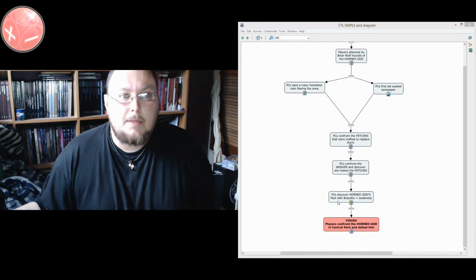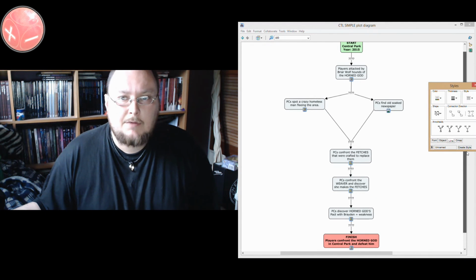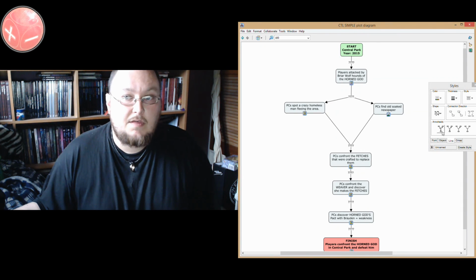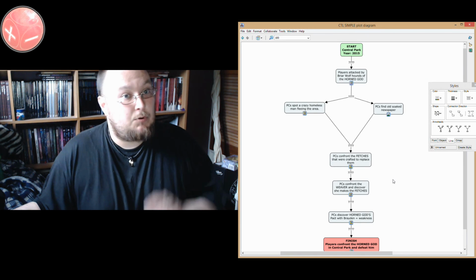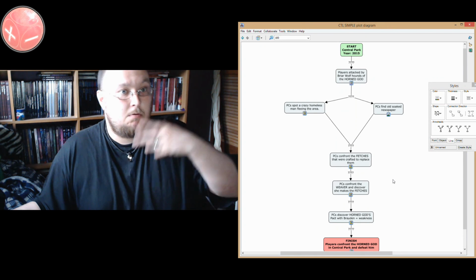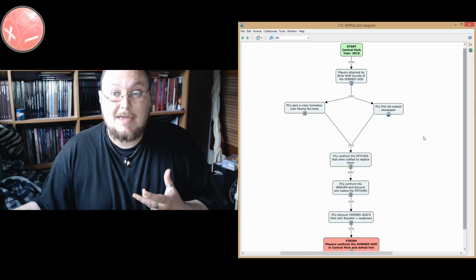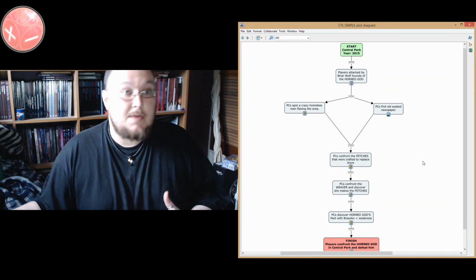So I've got my plot diagram laid out in a slightly more simplified format. You can see that there. So now what I'm going to do is add in some extra little clues that can be used to spur things forward if there appears to be a lull developing in the game, or if the player characters seem to be struggling.